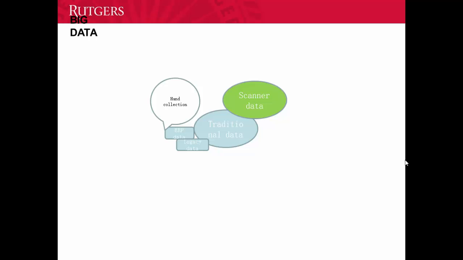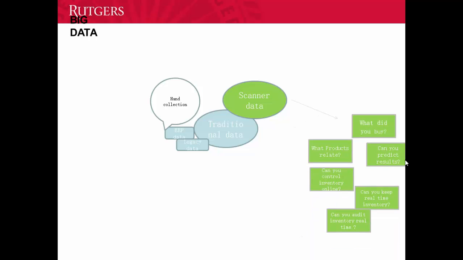Extending this, we have scanner data. By using scanner data, we can answer several questions, like what products relate? Can you predict results? What did you buy? Can you control inventory online? Can you keep real-time inventory? And can you audit inventory in real time? Because scanners are widely distributed in the production line and every component will be scanned, scanner data could be very efficient in auditing.